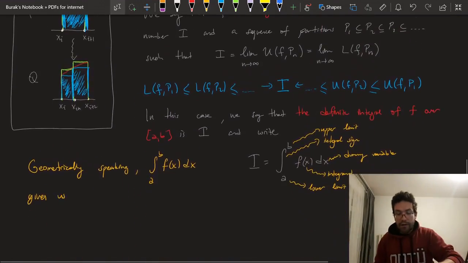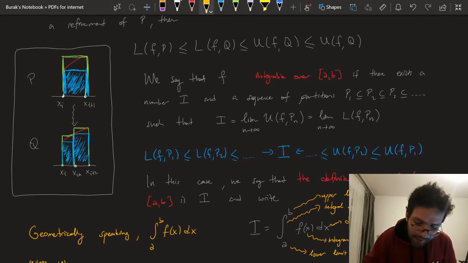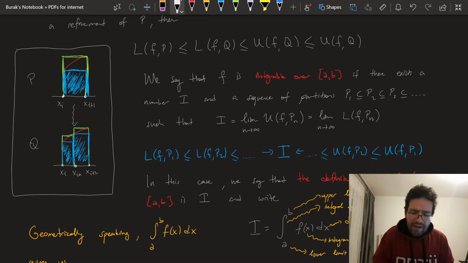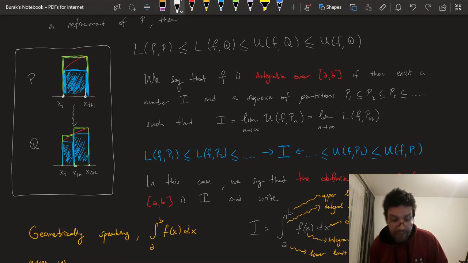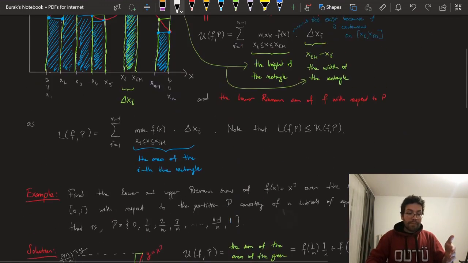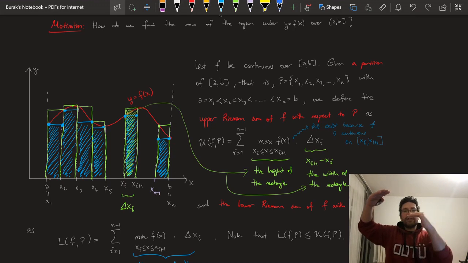Oh, I haven't talked about this. So we said that f is integrable over AB if there is a sequence of partitions such that the sums converge. What does this really mean? Let's think about the meaning of this. If there is such a sequence of partitions, that means that this region has some area, and from the picture you can see that the upper Riemann sum is always greater than or equal to the area, and the lower Riemann sum is always less than or equal to the area.